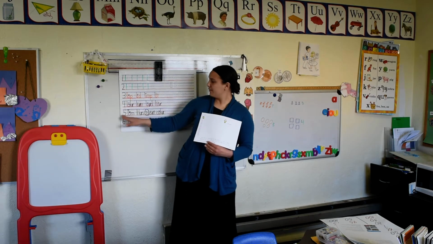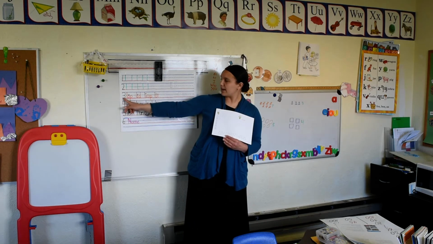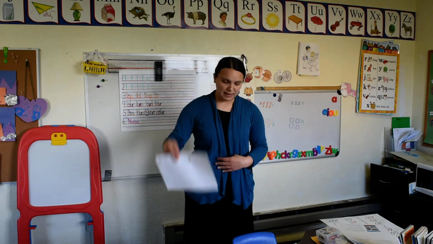Remember, row 3, 4, 5, and 6, use your eraser. You don't use your eraser on the first word. First word is right next to your number, and then you do an eraser space, okay? So that's your first paper.